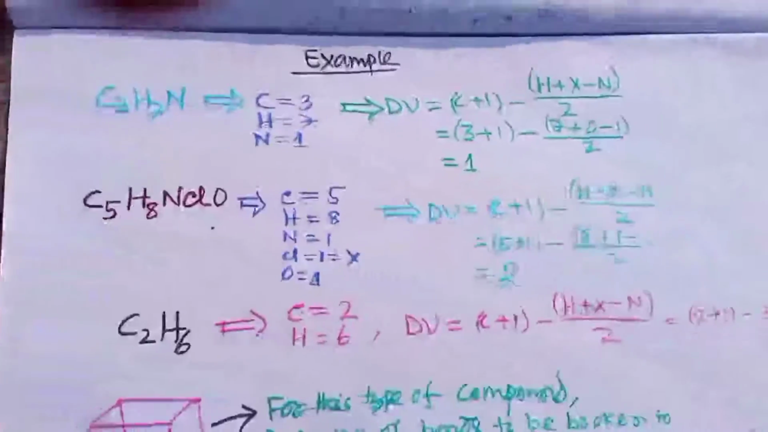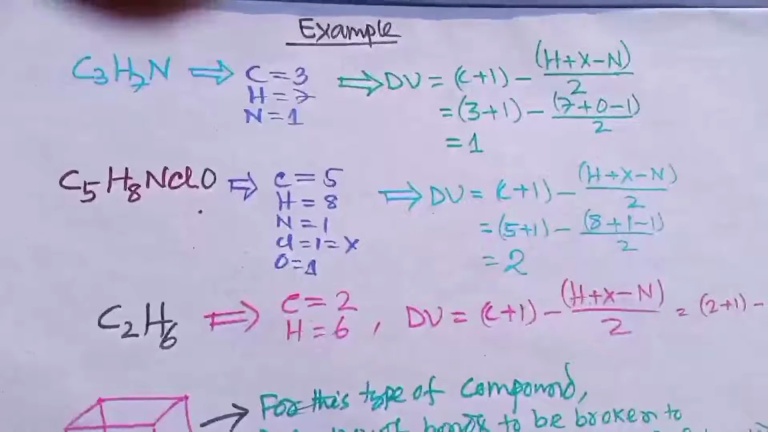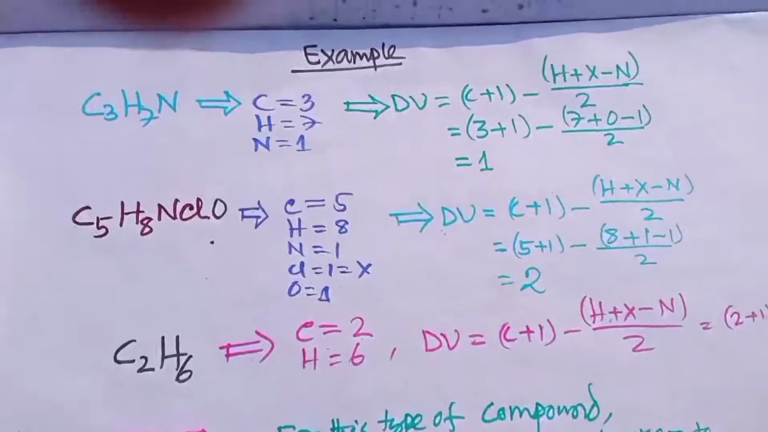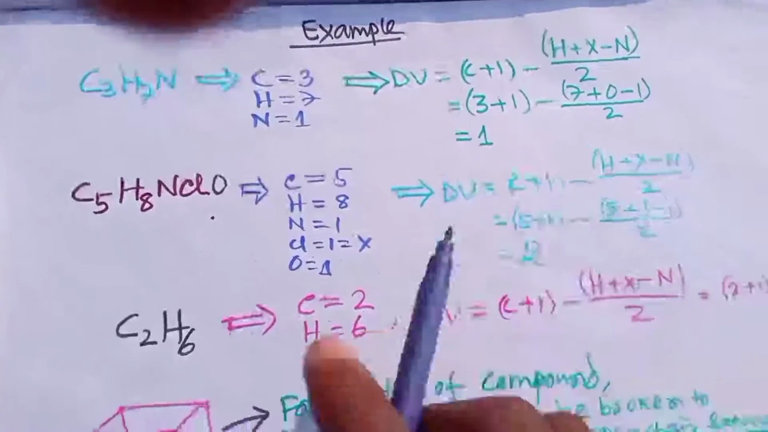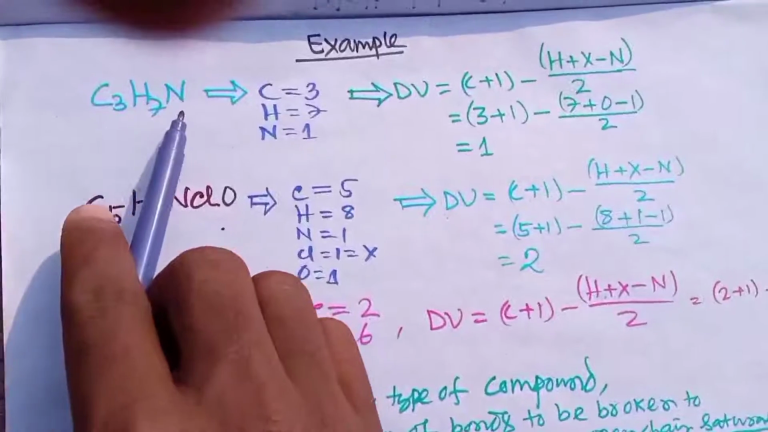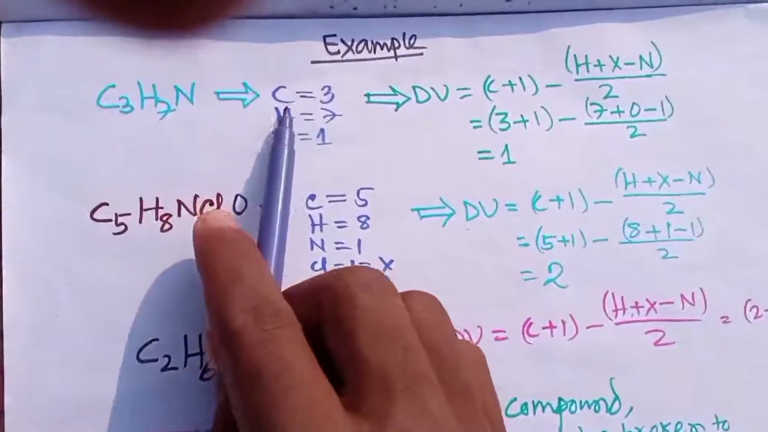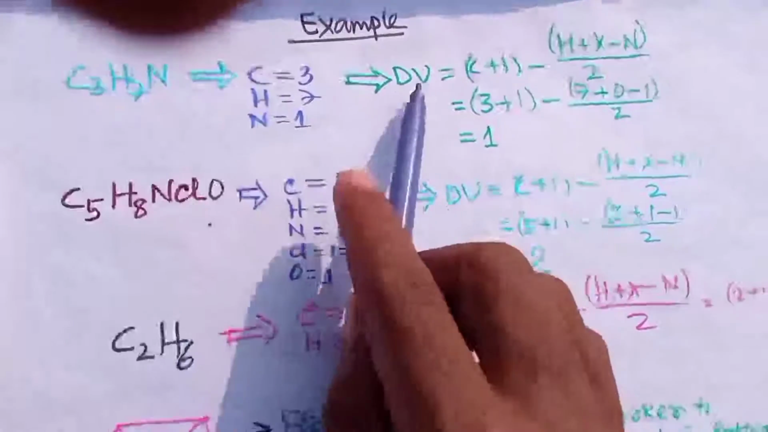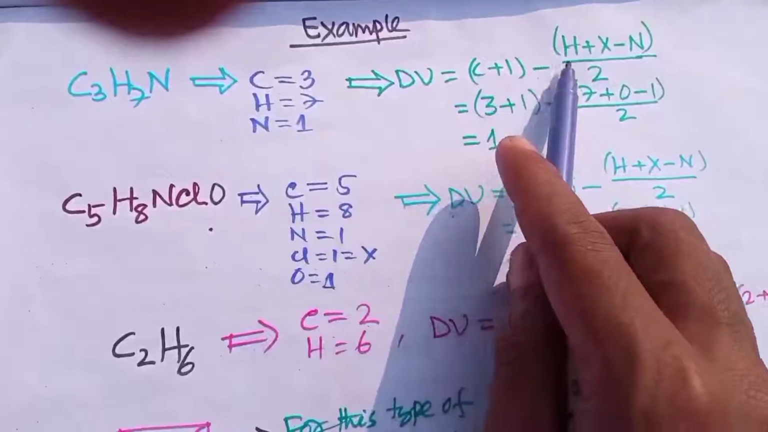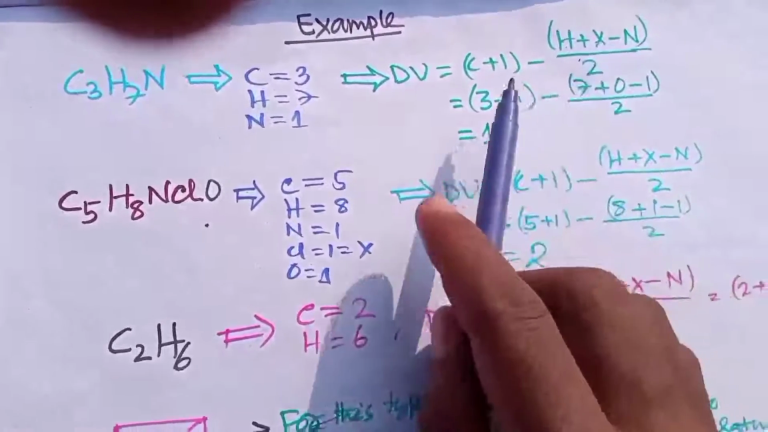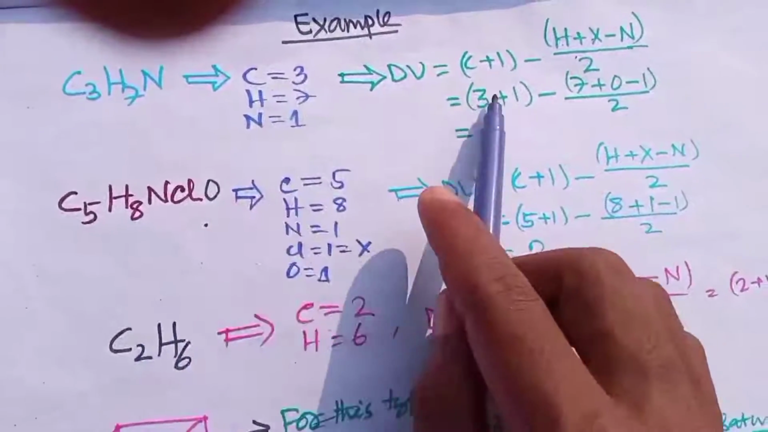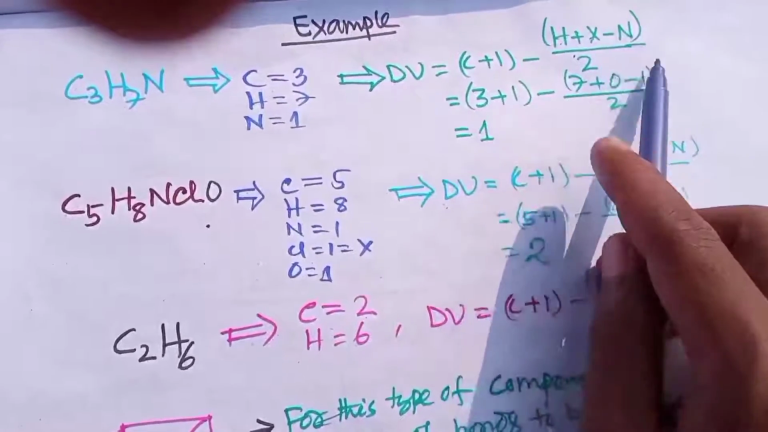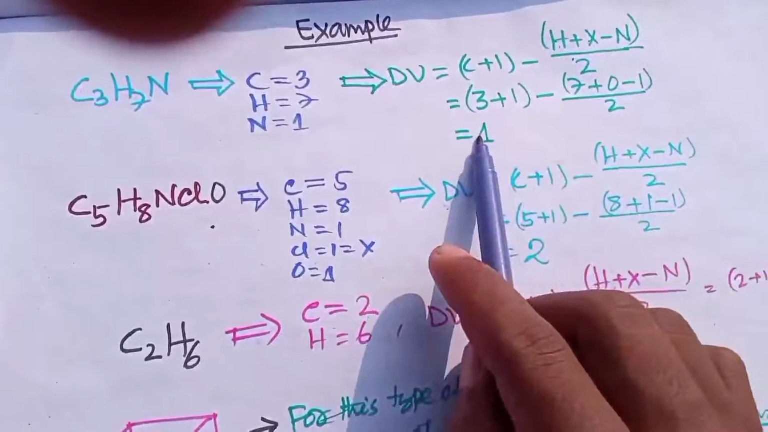So here are some examples for DU calculation. Here is a compound C3H7N. The number of carbon is 3, number of hydrogen is 7, number of nitrogen is 1. So DU will be C plus 1 minus (H plus X minus N) upon 2. So 3 plus 1 minus (7 plus no halogen minus 1 nitrogen) upon 2. So that will be 1.